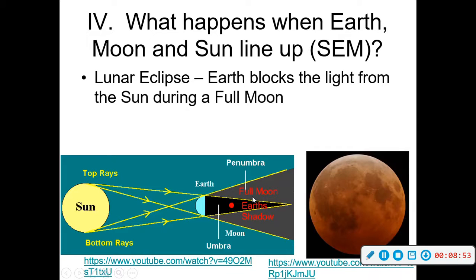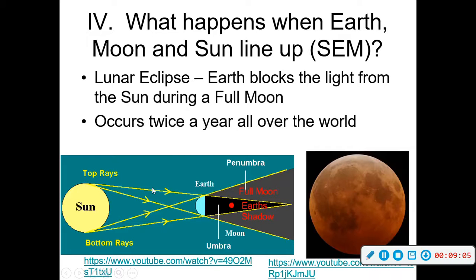So it has to be a full moon phase. It has to be perfectly lined up. That's why it doesn't happen on a monthly basis. But sometimes it will happen, like usually around twice a year or so. And that's what you can see all over the world. And again, weather conditions have to be perfect, and the timing also for you to see it.